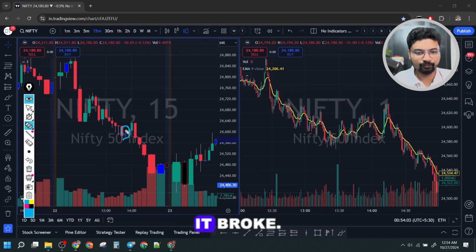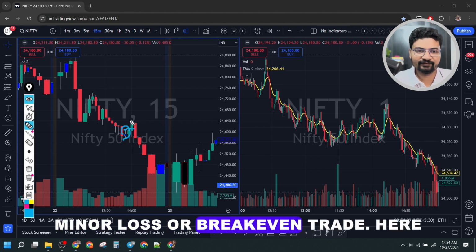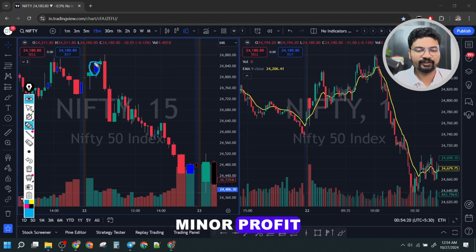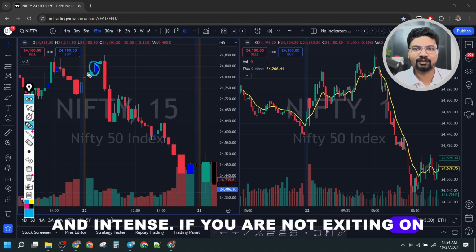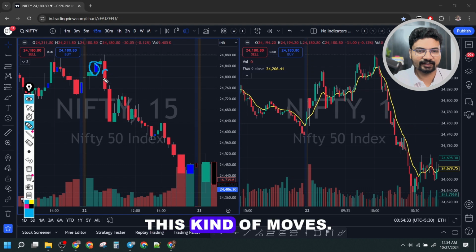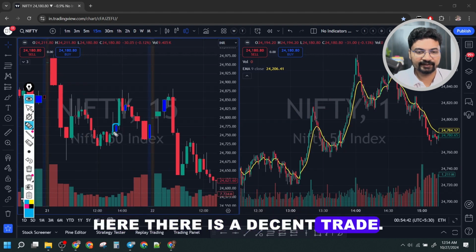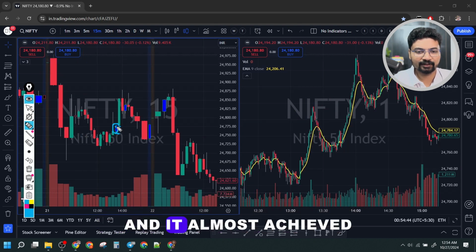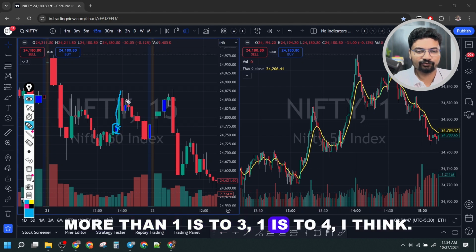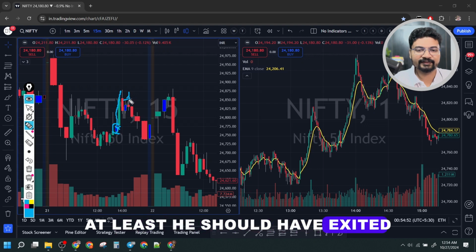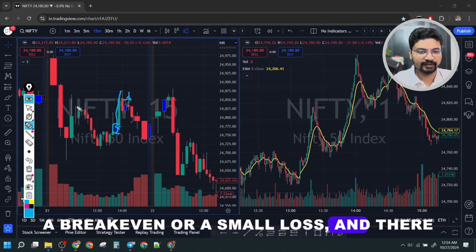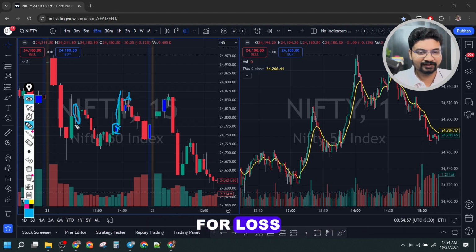Here also it broke. At least it should be a minor profit, minor loss, or break even trade. Here also minor profit or minor loss, but this move is so fast and intense. If you are not exiting on time, you are going to take a big hit in these kinds of moves. Here there is a decent trade, small candle, and it almost achieved more than 1:3, 1:4, I think. And here is a trap again. At least you should have exited break even or at a small loss, and there is one more here for a loss or a small profit.